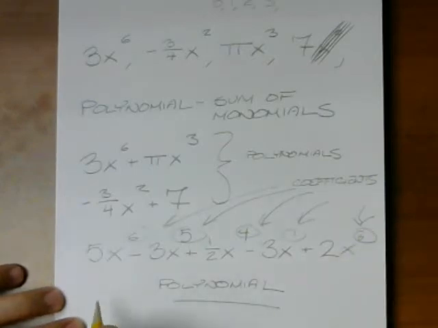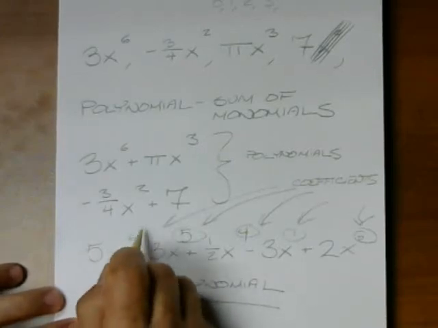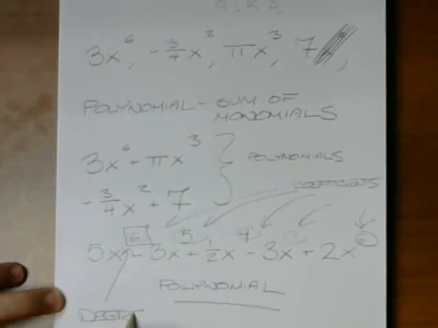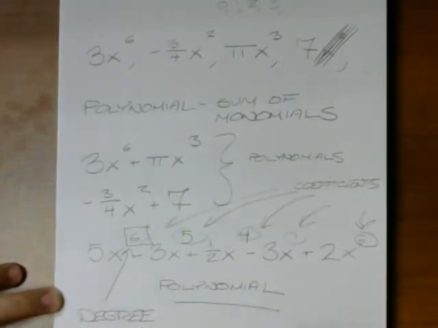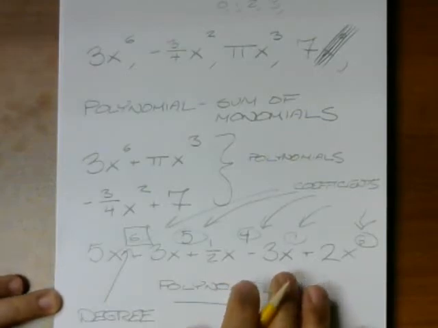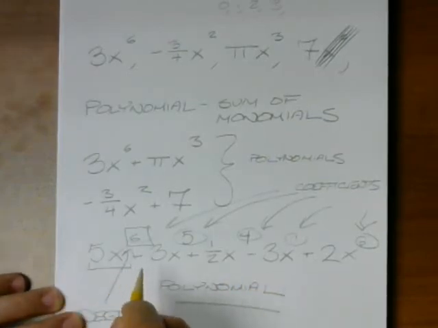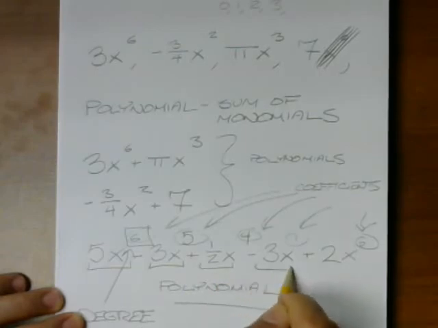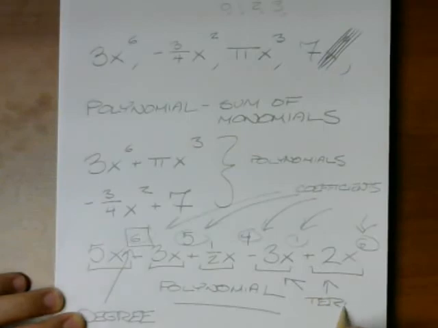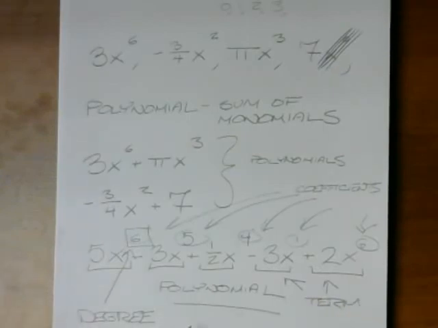The degree is going to be the biggest exponent. So whatever exponent is largest is going to be the degree. So this is a degree 6 polynomial, or a 6th degree polynomial. Each one of these monomials is called a term. So each of these is a term. And that's some of the language that we're going to be using for polynomials.